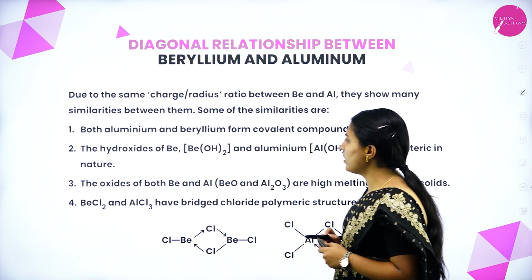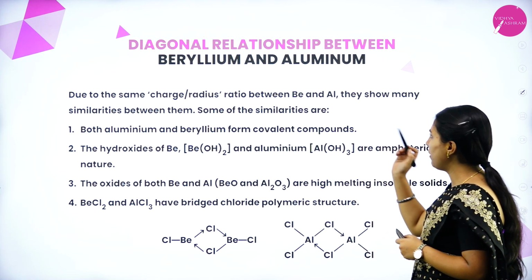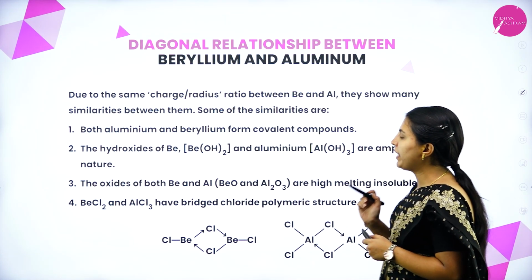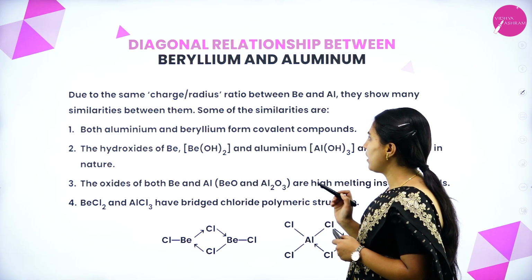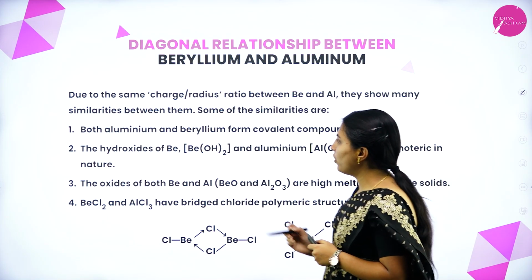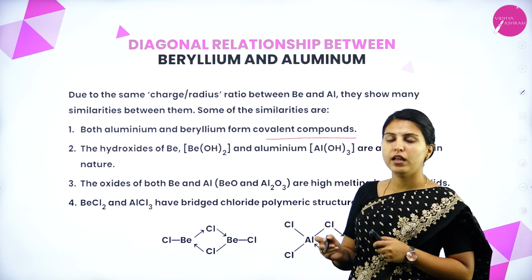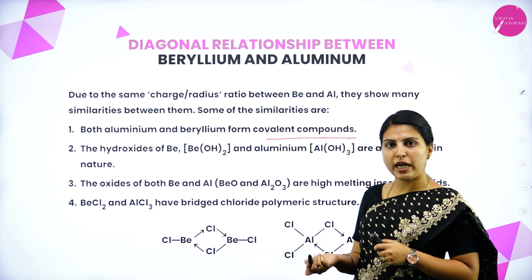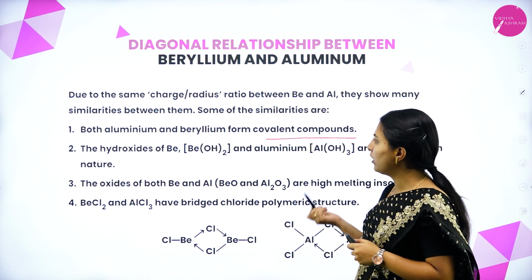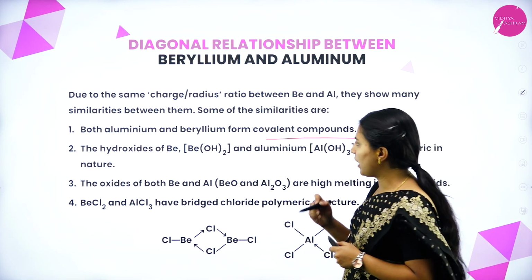Due to the similar charge or radius ratio between beryllium and aluminium, they show many similarities between them. Some of the similarities are: both aluminium and beryllium form covalent compounds. We know that other alkaline earth metals will form ionic compounds, but beryllium will form covalent compounds like aluminium.